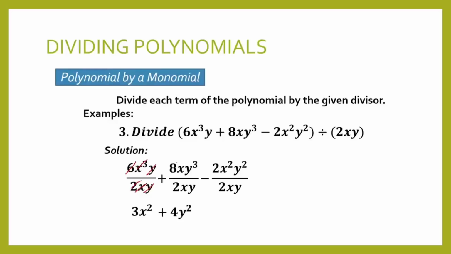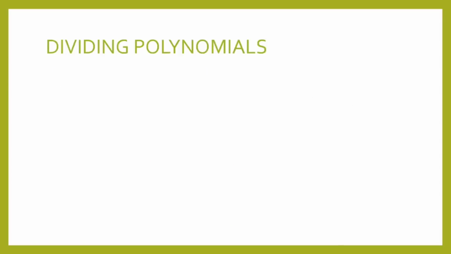Next, 8 divided by 2 is equal to 4. X and x will be cancelled. Y cubed divided by y is equal to y squared. And for the last term, 2 and 2 will be cancelled. X squared divided by x is equal to x, and y squared divided by y is equal to y. That's why our final answer for this example is 3x squared plus 4y squared minus xy.